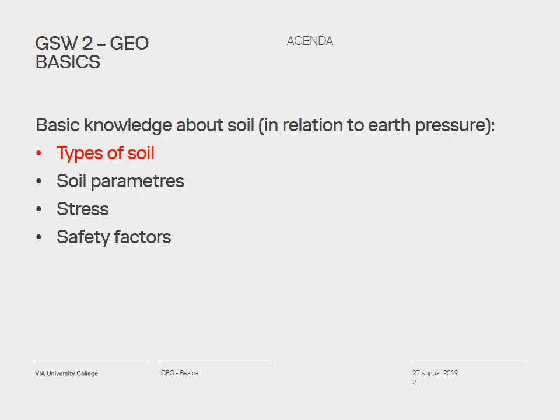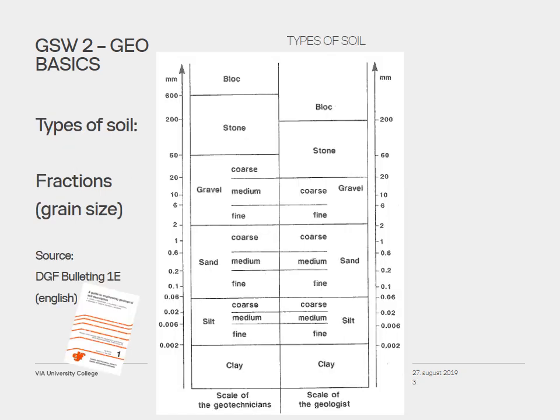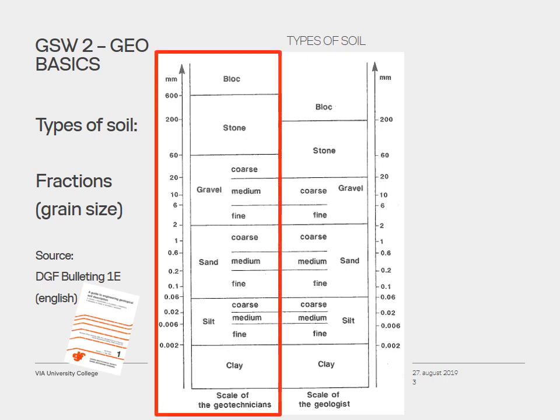Let's begin with types of soil. If you're a geologist or geotechnical engineer, you use the same terms for different types of soil. However, there's a slight difference in grain size definition for some types of soils. As geotechnical engineers, we'll be using the scale to the left. This definition was taken from the Danish Geotechnical Society Bulletin 1E.